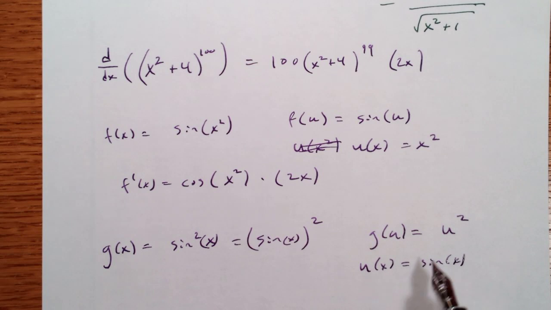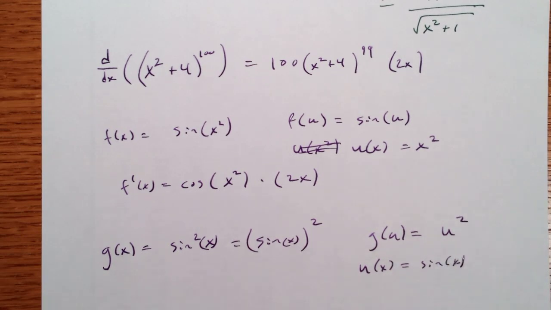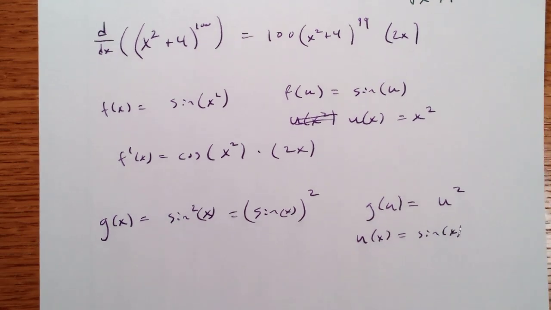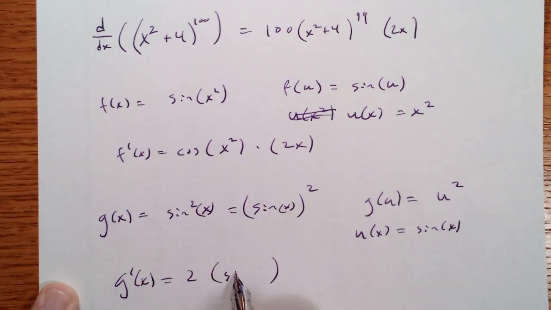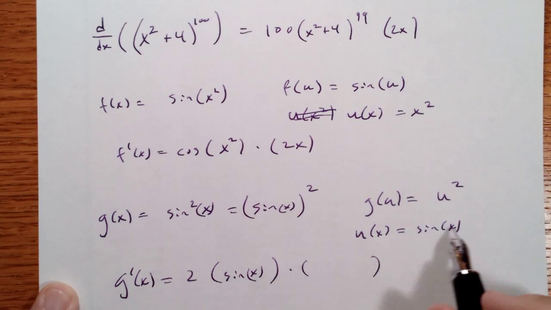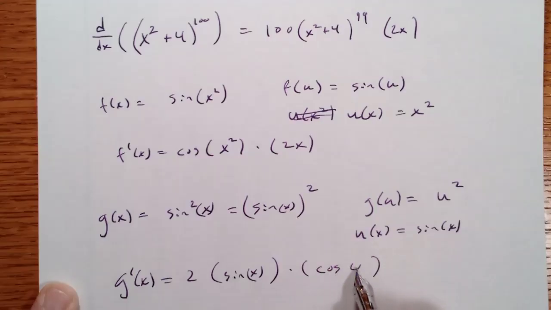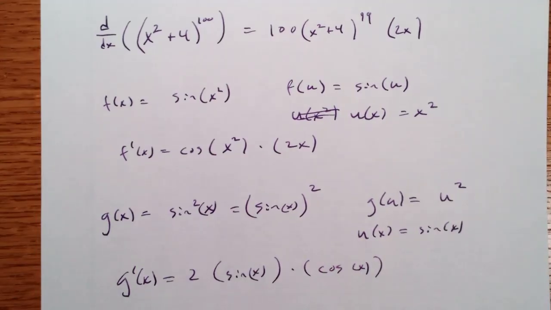But looking at this, you might not see this right away. This is why I said you have to be careful and remember what's the inside and what's the outside. So now if I want the derivative g prime of x, take it in u. The derivative of u squared is 2u. What is the ugly part? Sine of x. And then u prime, but wait, there's more part. Derivative of sine of x is cosine of x.